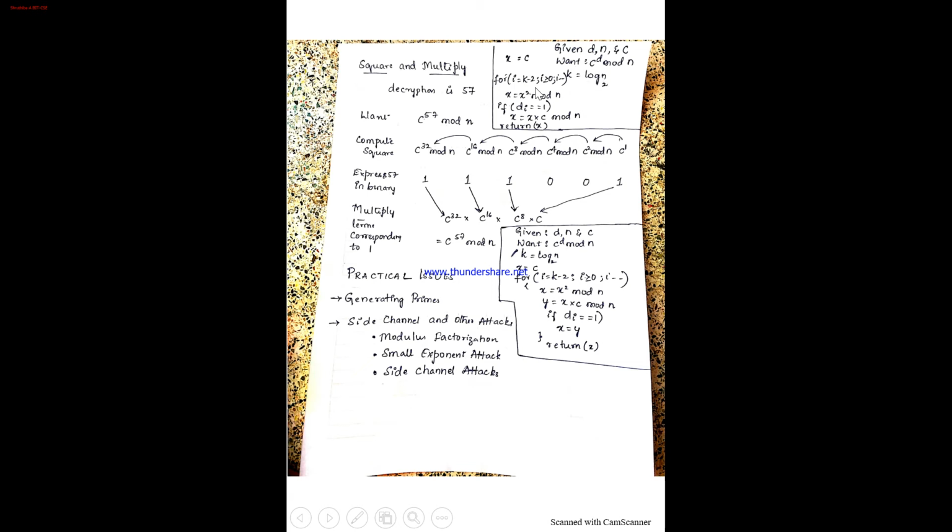So i is equal to k minus 2. Why k minus 2? Each time I am squaring, so I'll take i is equal to k minus 2 until i is greater than or equal to 0, decrementing in the for loop. So x is equal to x squared mod n. If d_i is equal to 1, then x is equal to x into c mod n. So return x. Are you understanding?